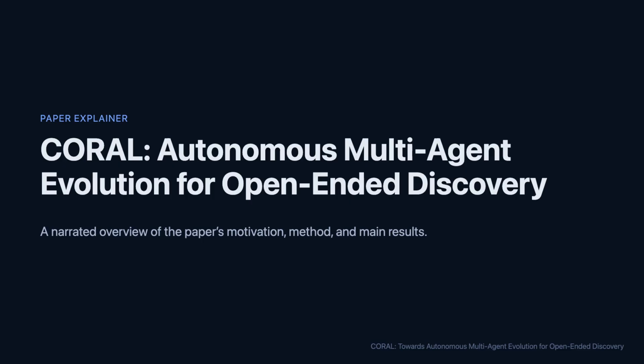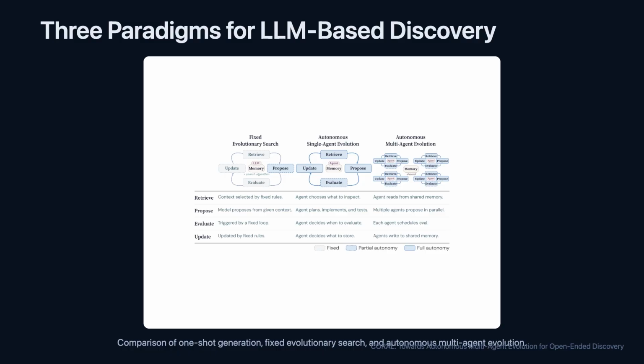Instead of asking a language model for one solution, Coral asks agents to keep searching, testing, remembering, and improving over time. The motivation starts with a shift in how language models are used for discovery. Early systems rely on one-shot generation. Ask the model, get an answer. Evolutionary systems improve on this by placing the model inside a fixed loop, where it proposes variations and an evaluator scores them. Coral pushes further.